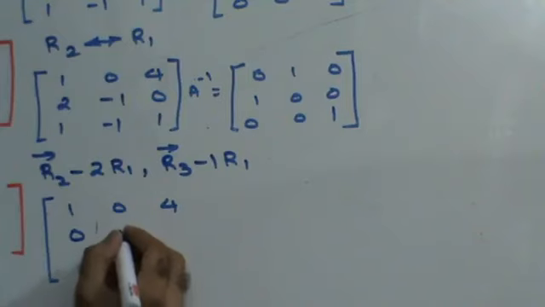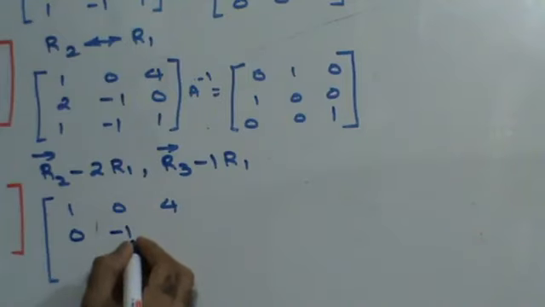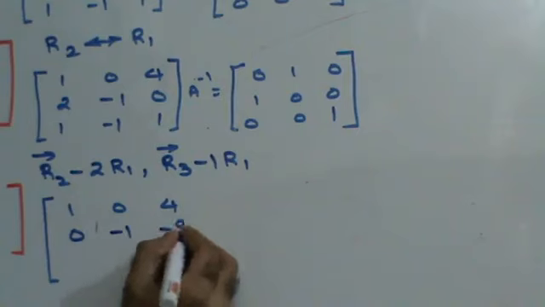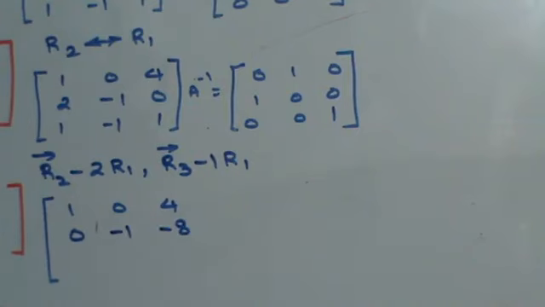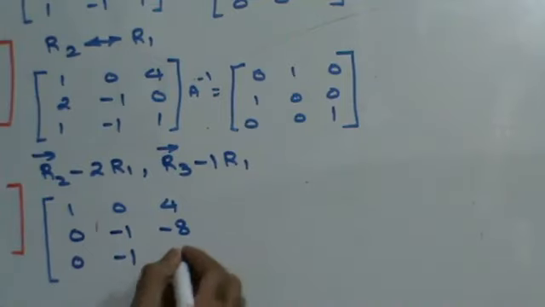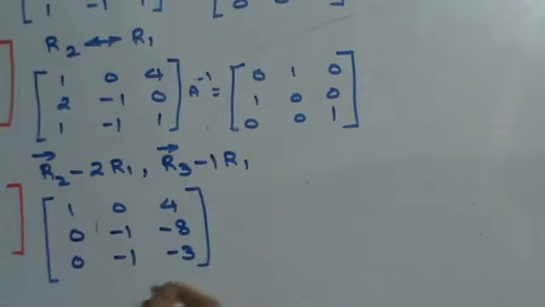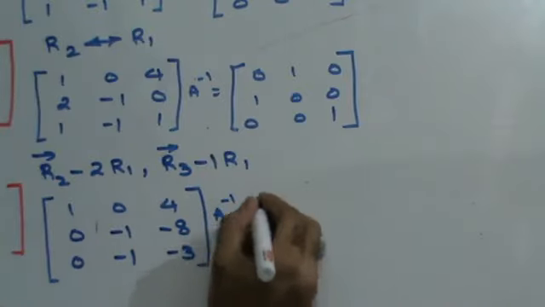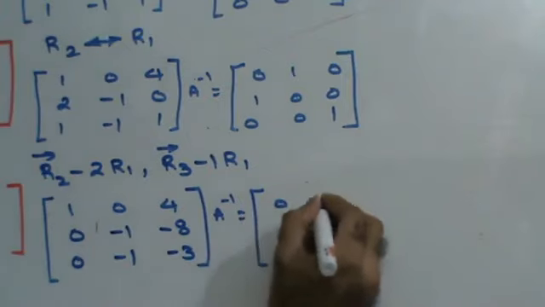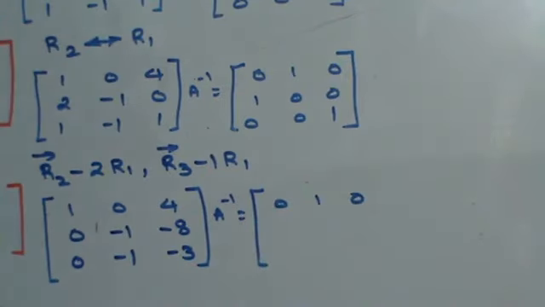1 0 4. 2 minus 2, 0. Minus 1 plus 0, minus 1. 0. Minus 8. Minus 8. Then 1 minus 1, 0. Minus 1 minus 0, minus 1. 1 minus 4. 1 minus 4 minus 3. A inverse is 0, 1, 0. 1 minus 0.